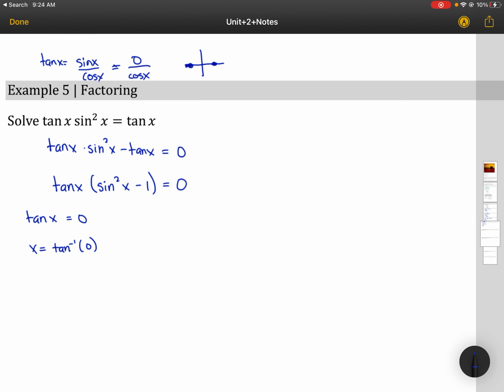So again, we're thinking on the interval negative pi over 2 to pi over 2. So x is just going to equal 0 radians. We'll put radians so we don't confuse that one with degrees.